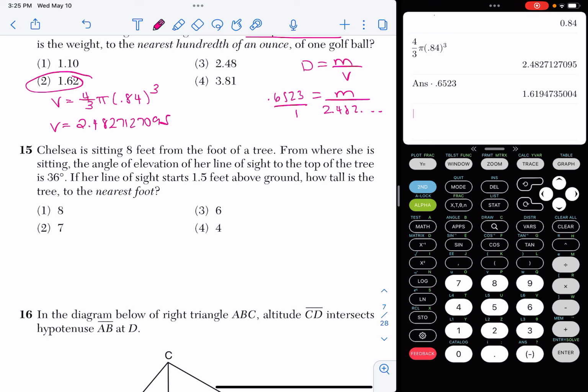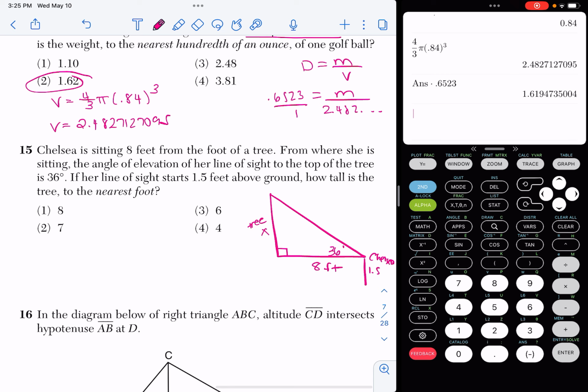15, Chelsea is sitting 8 feet from the foot of a tree. From where she is sitting, the angle of elevation is 36 degrees. Automatically, I see angle of elevation, and I know we're talking about a right triangle trig question. So I know that this is 36. The tree is the vertical piece, and she's over here, so I'm going to put Chelsea over here, and she's 8 feet from the tree. Her line of sight starts 1.5 feet above the ground, so this is 1.5 feet above the ground. How tall is the tree to the nearest foot?